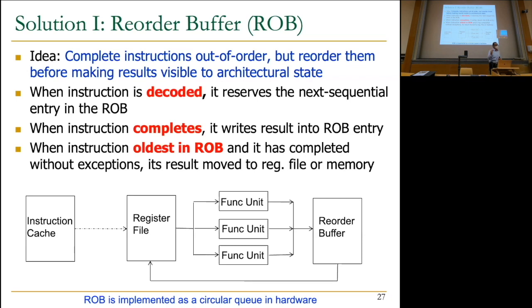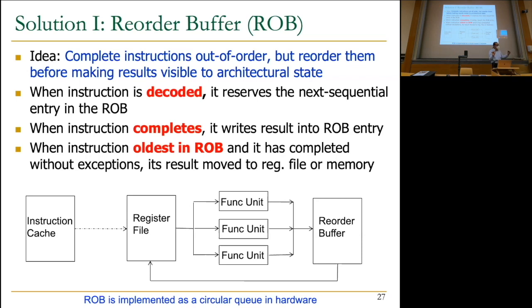When an instruction is the oldest in the reorder buffer and is completed without exceptions, its result is moved to the register file or memory. We're not going to talk about memory as much, but it's very similar. So basically, the reorder buffer every cycle checks what is the oldest instruction in the machine, and then looks at that entry of the oldest instruction. Did it cause an exception? If it caused an exception, it basically does what we discussed. It jumps into the exception handler, as we discussed.